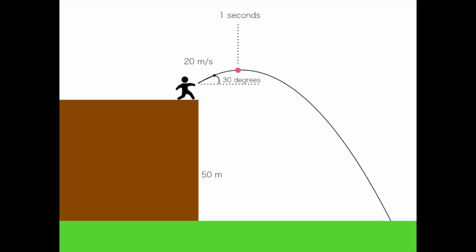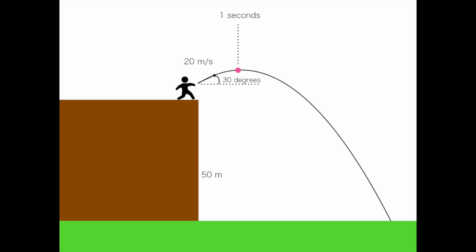Here we have a person throwing a ball at 20 meters per second at an angle of 30 degrees upwards off a cliff that is 50 meters high. Find the velocity of the ball at 1 second and the speed when it hits the ground.